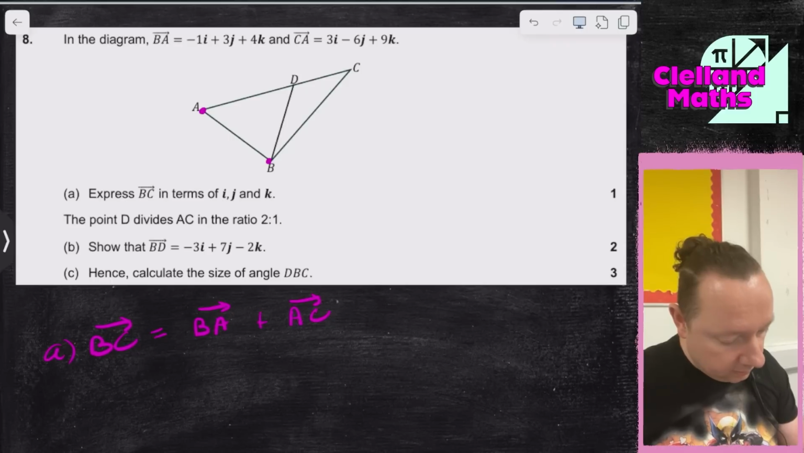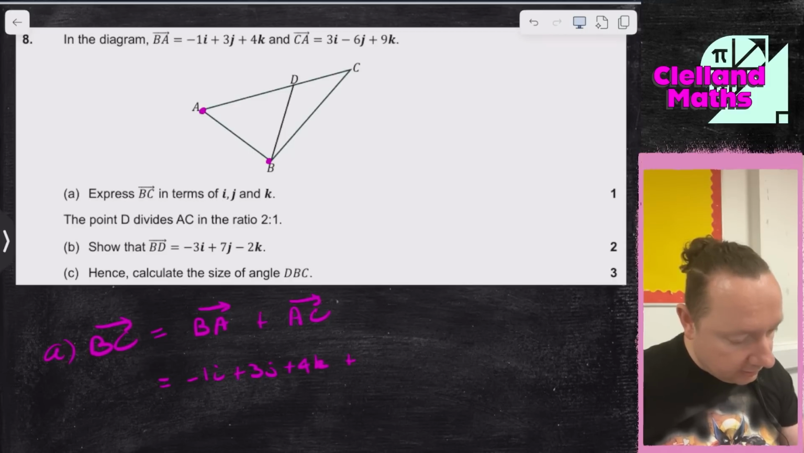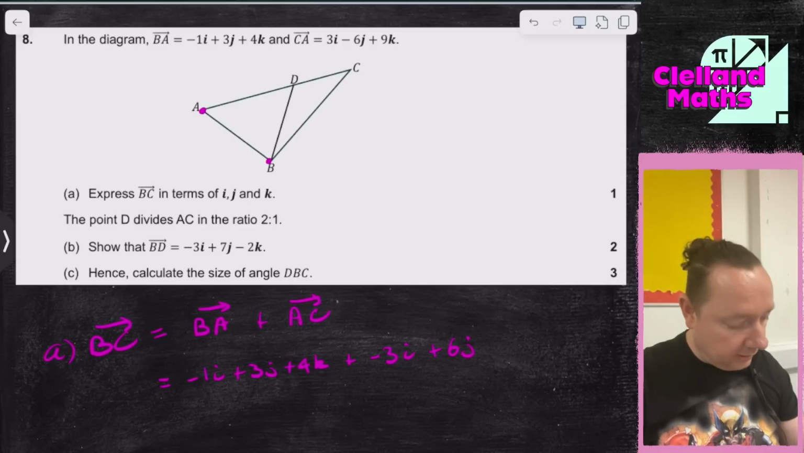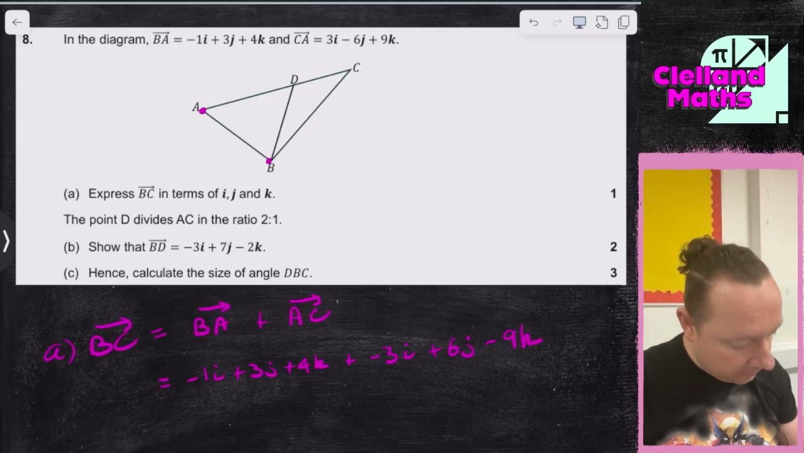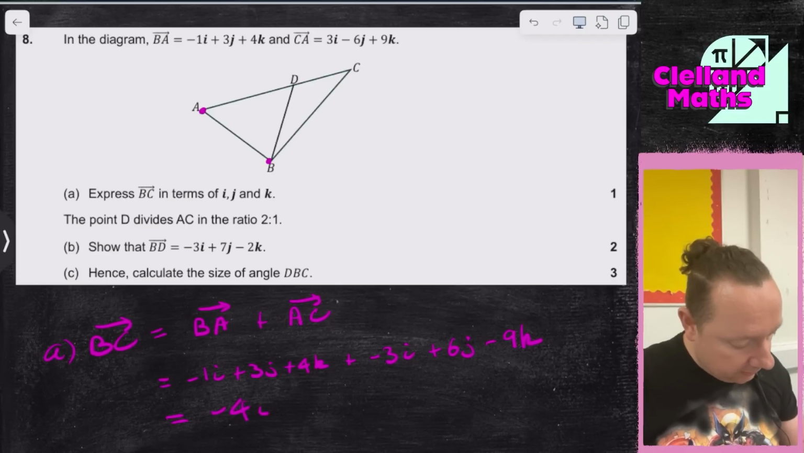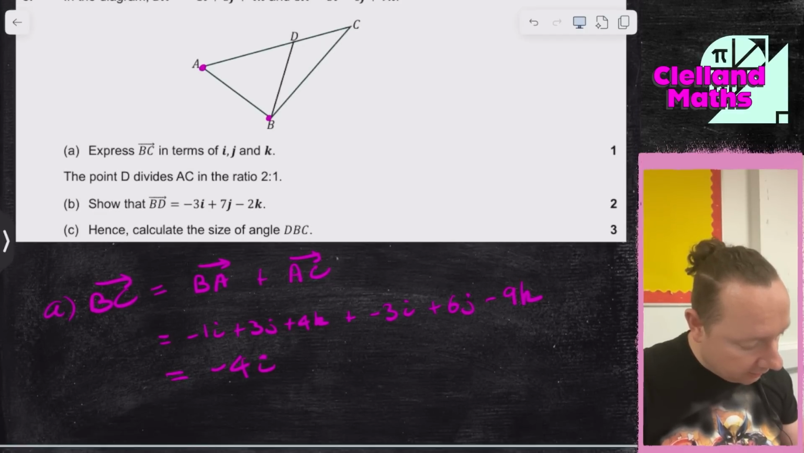So B to A is minus 1i plus 3j plus 4k, plus A to C is the reverse of C to A, so minus 3i, minus 6j becomes plus 6j, and plus 9k becomes minus 9k. Minus 1i minus 3i is minus 4i. 3j plus 6j is 9j. 4k minus 9k is minus 5k. And we're done there for part A.